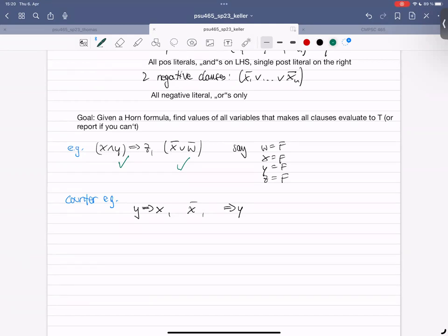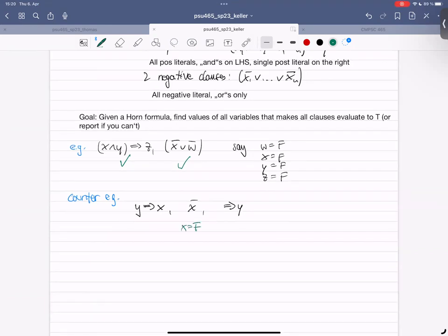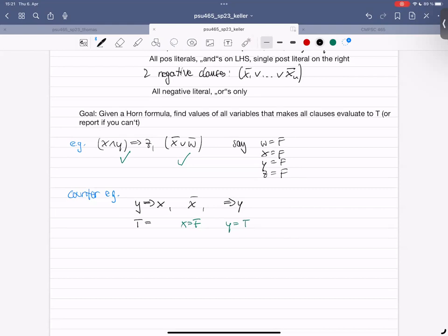If you look at the middle negative clause, we know we have to set X to false to get the middle clause true. So X will be false. The third clause tells us that true implies Y. That means we have to set Y equal true in this case. We don't have a choice. And now if I go back and look at the first clause, which says Y implies X, so true implies X, and X equals false. We can see that this is not satisfied because it really says that true implies false. And this of course is false.